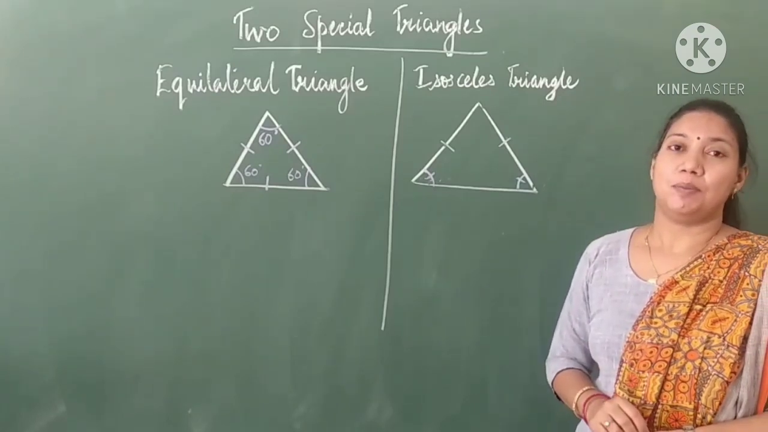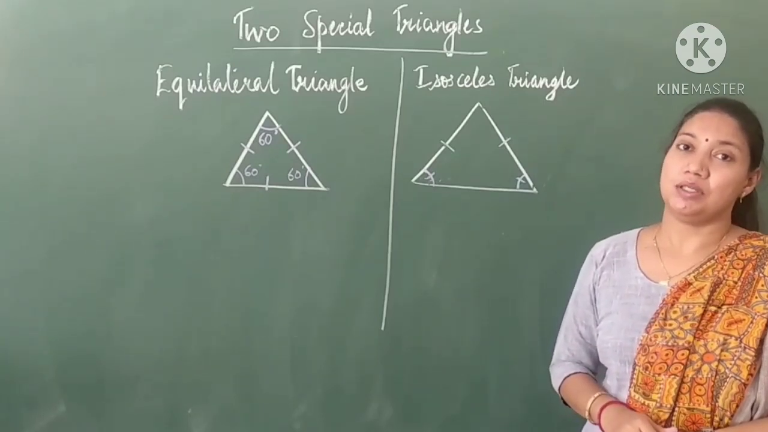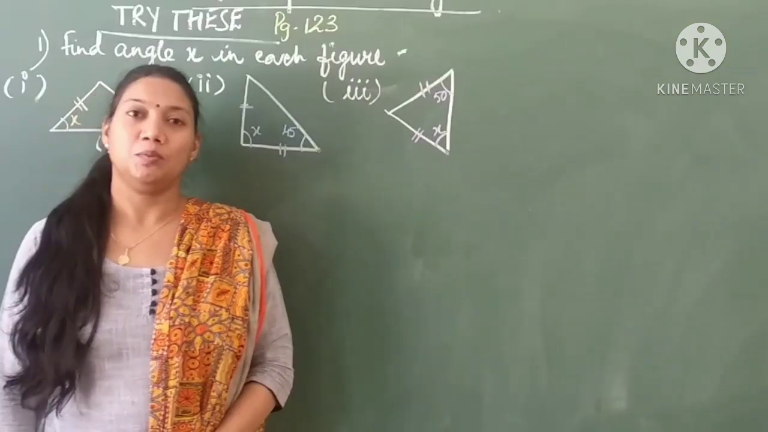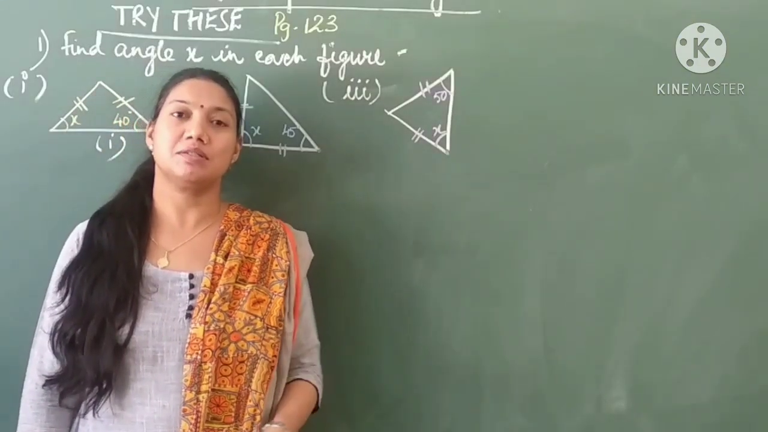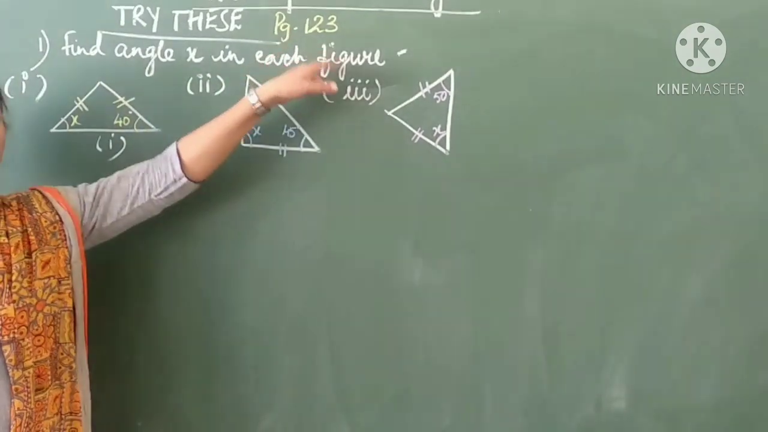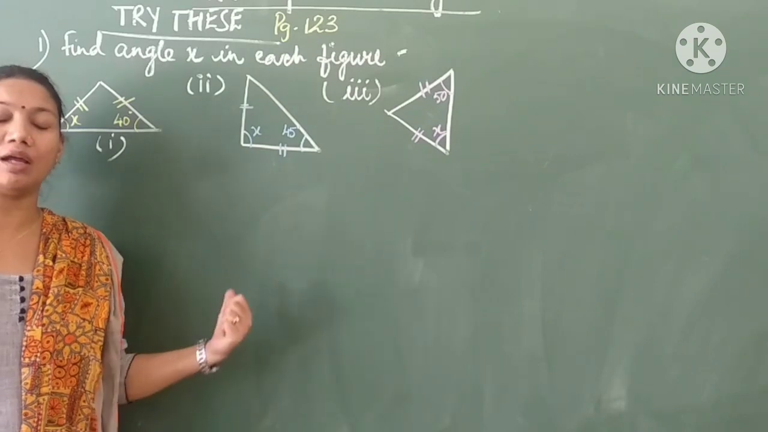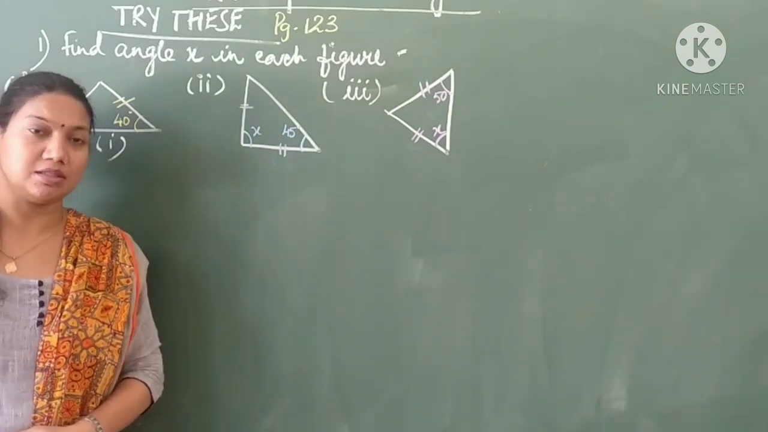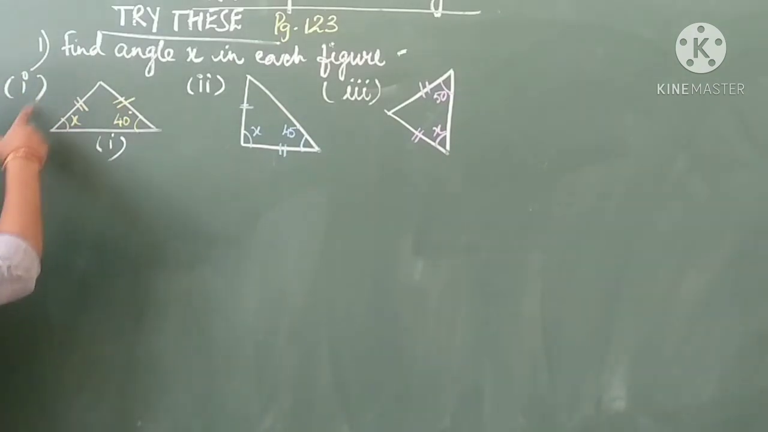Also note down these properties in your notebook. I will give you a PDF along with this video. Now based on the properties which we have just discussed, let us try these. Given on page number 123, you have to draw the triangles with pencil in your notebook and write down the answers. First is find the angle x in each figure.